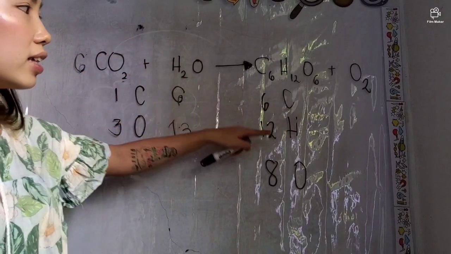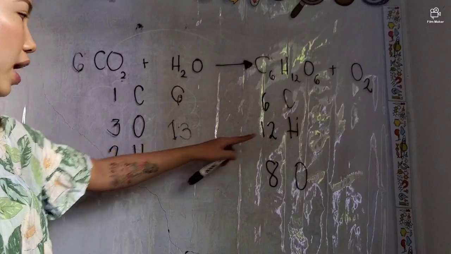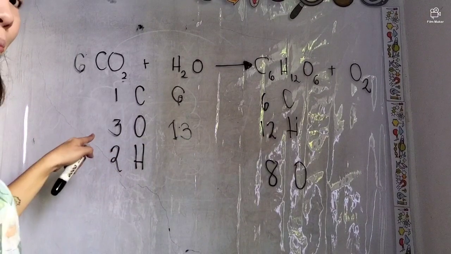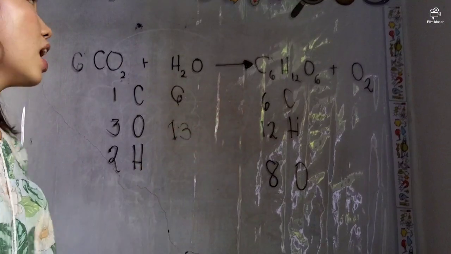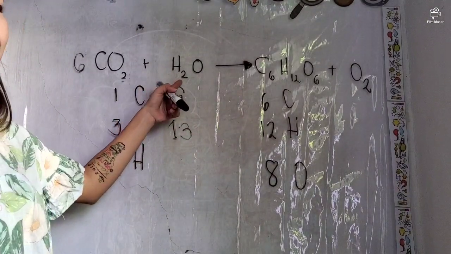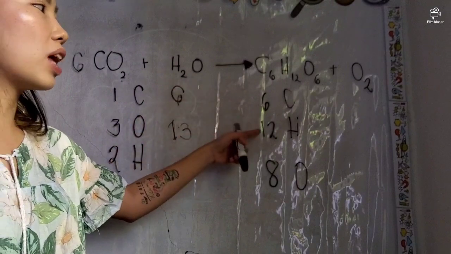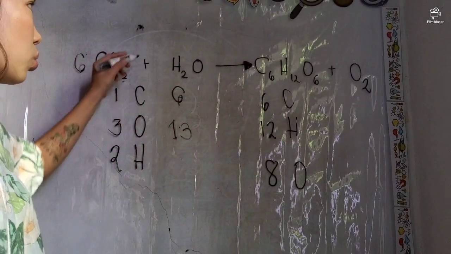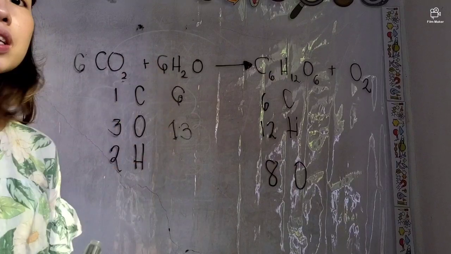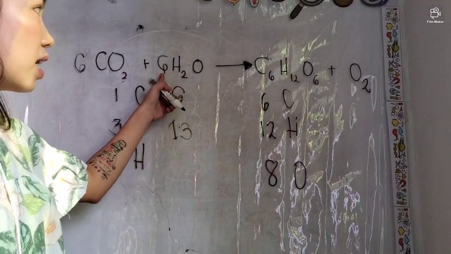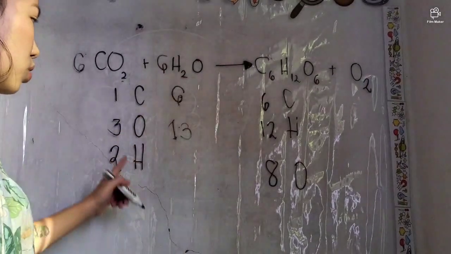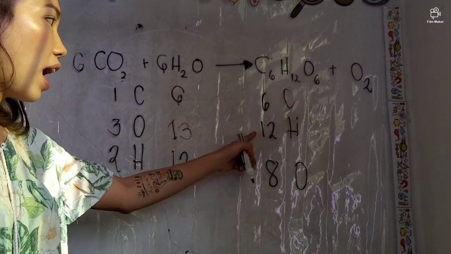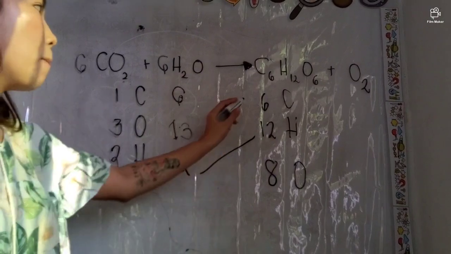So, our hydrogen here is 12, and our hydrogen here is only 2. So, we are still short of 10 to make it balanced. So, what can we multiply by 2 so that we have 12 hydrogen? So, what we will multiply here is another 6. So, we have 6 times 2 is equal to 12. Now, our hydrogen is already balanced.